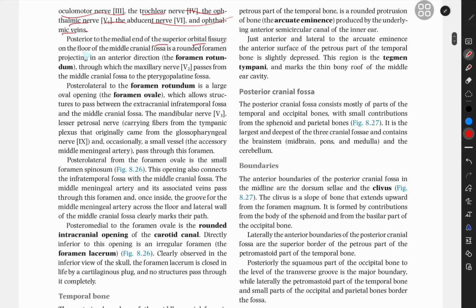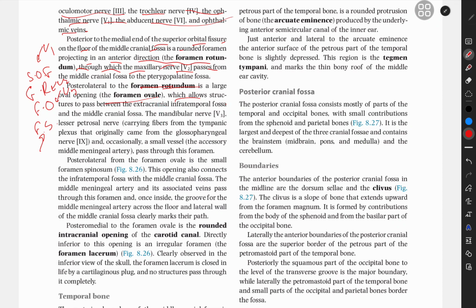Posterior to the medial end of the superior orbital fissure on the floor of the middle cranial fossa is a rounded foramen, the foramen rotundum, which carries the maxillary nerve V2. Then a large oval opening, the foramen ovale. Superior orbital fissure, foramen rotundum, and foramen ovale carry V1, V2, and V3, and then the foramen spinosum. These are the openings you must know.